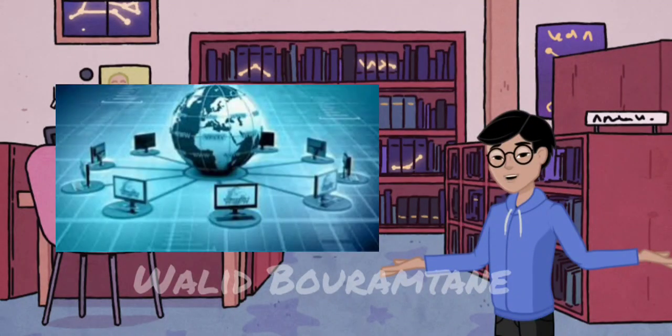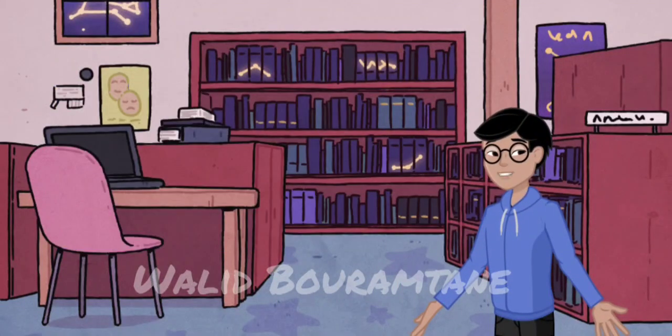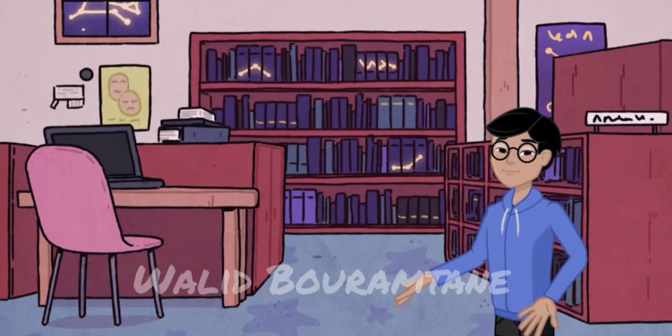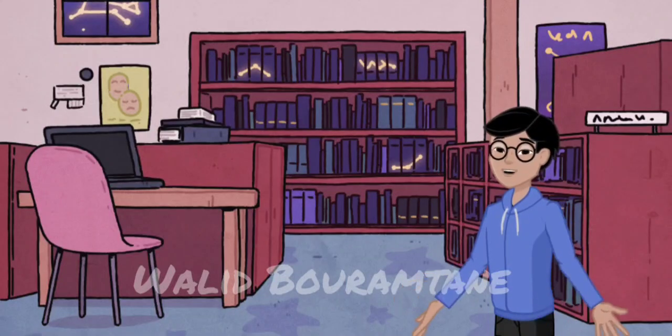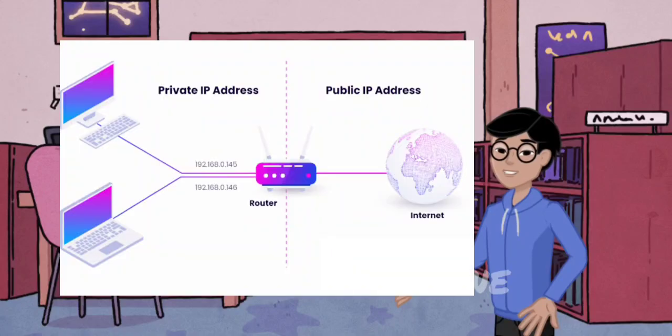How the Internet works. The Internet is a complex system composed of interconnected networks that communicate using standardized protocols. Here's a detailed explanation of its core components and functions. 1. Internet Protocol, IP.